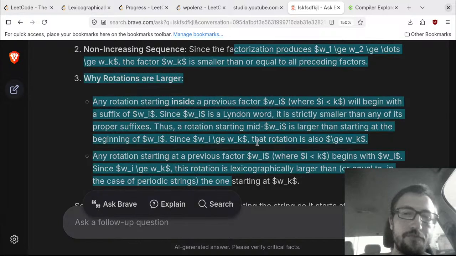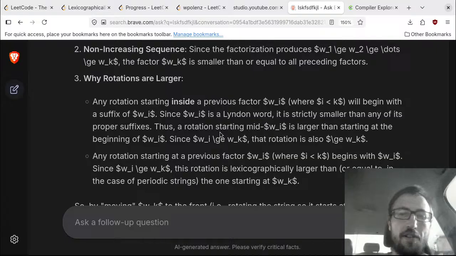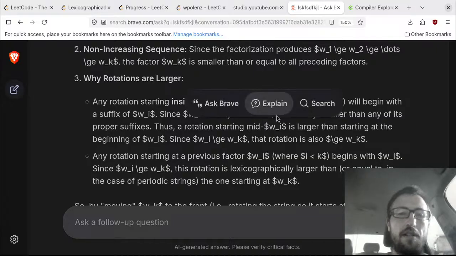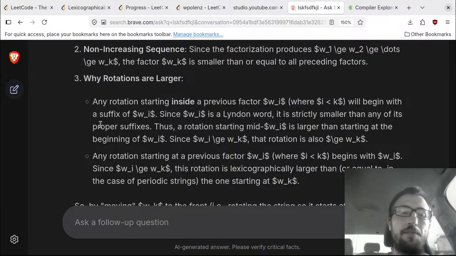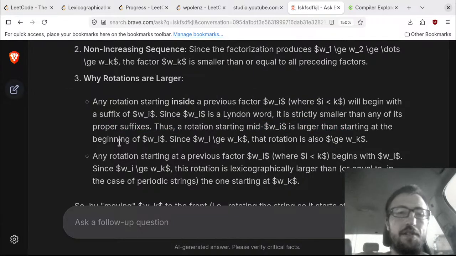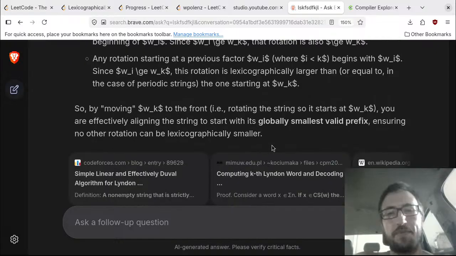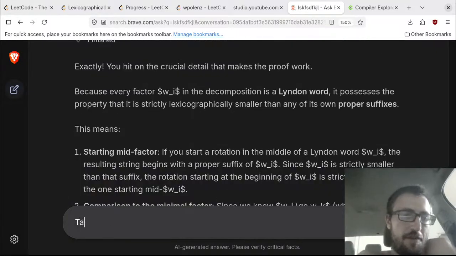That's amazing. So this part: any rotation starting inside a previous factor will begin with a suffix of w sub i. Since w sub i is a Lyndon word, it is strictly smaller than any of its proper suffixes. Thus, a rotation starting mid w sub i is larger than starting at the beginning of w sub i. Since w sub i is greater than or equal to w sub k, that rotation is also greater than or equal to w sub k. That's amazing. That's really cool.